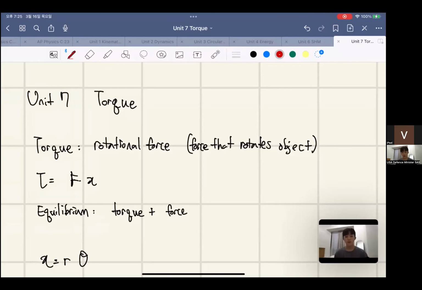So now we have torque. First of all, as always, let's start with the definition of torque, or my definition of torque. I would like to define torque as the rotational force, or the force that rotates the object. Now, what's interesting is that in the previous units, we have only talked about forces applied to an object that does not have volume. We only considered point mass, a point that has a mass.